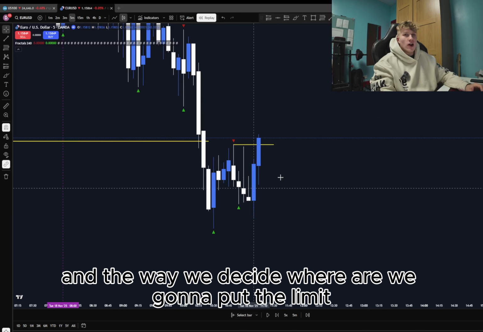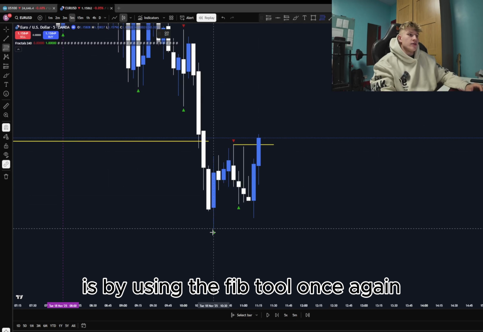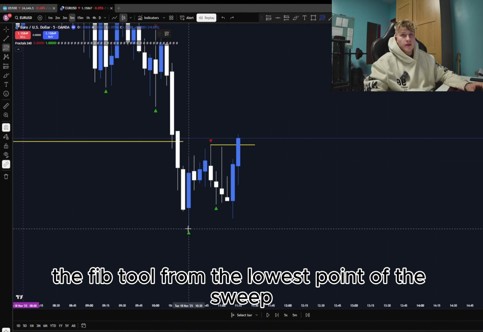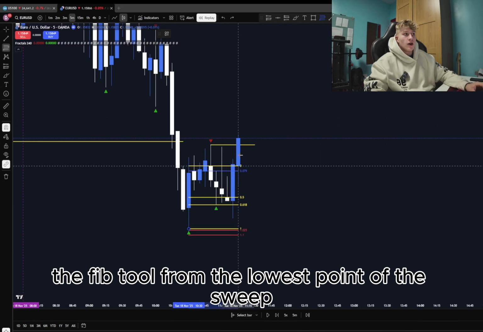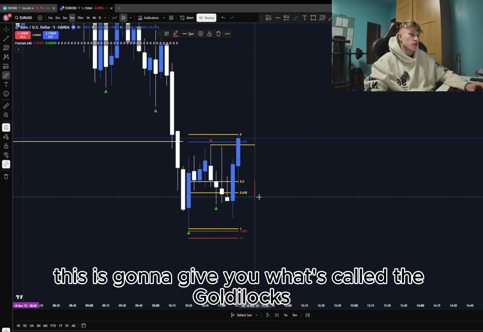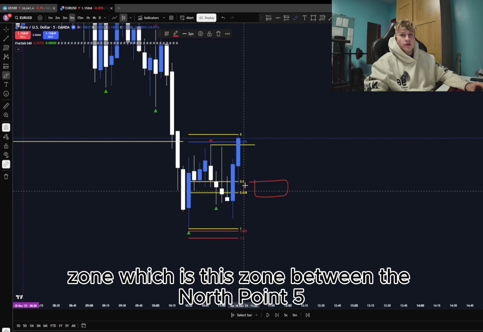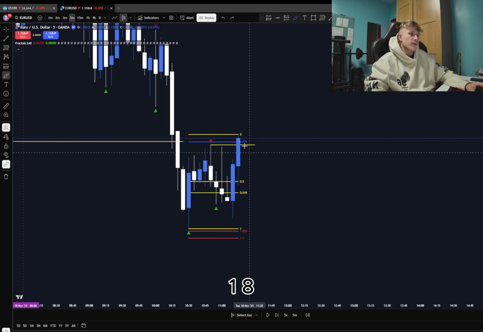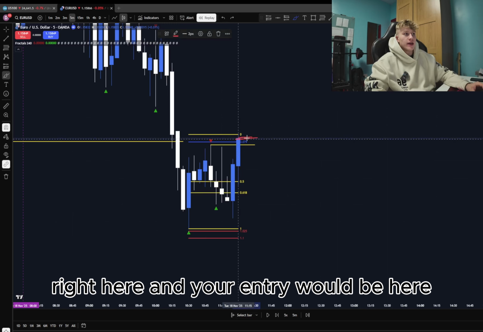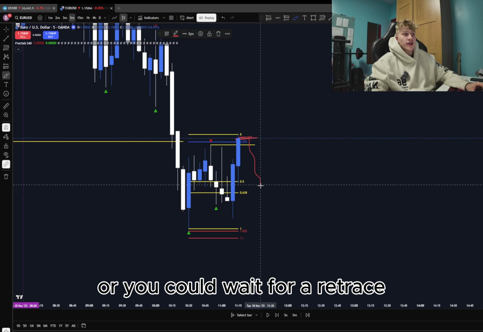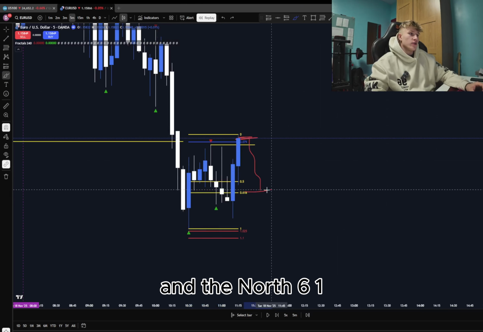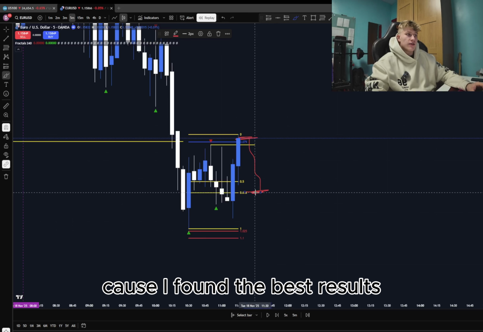And the way we decide where we're going to put the limit is by using the fib tool once again. The way that we actually get the entry is by drawing the fib tool from the lowest point of the sweep all the way up to the highest point after the break of structure. Now this is going to give you what's called the Goldilocks zone, which is this zone between the 0.5 and the 0.618. The reason we're waiting for this is we could just enter off of the break of structure right here and your entry would be here, or you could wait for a retrace, which often happens, into this zone of discount right here, and the 0.618 is the area that I like to have this on because I found the best results.